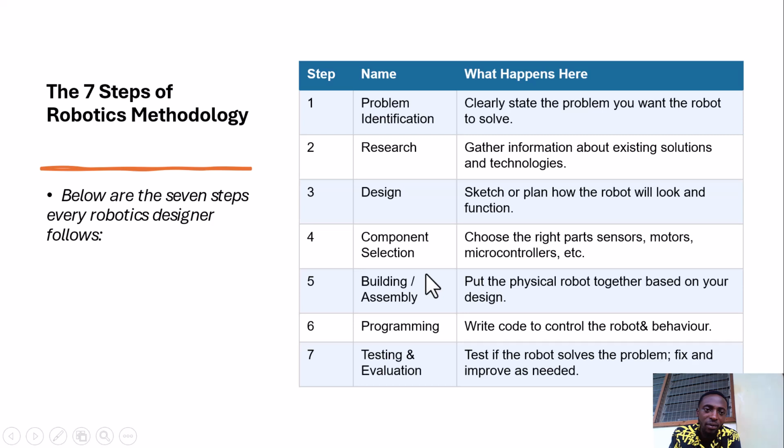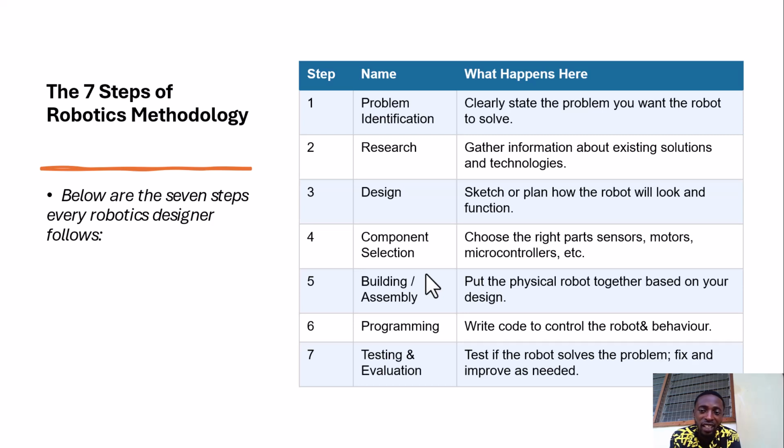Now, let's look at the steps of robotics methodology. Below are 7 steps every robotics designer follows. That is problem identification. You must understand that for the robot that you are building, you need to find a problem so that the robot is going to solve the problem. When we talk about problem identification, what happens here? Clearly state the problem you want the robot to solve for you. That is problem identification. Then we talk about the research.